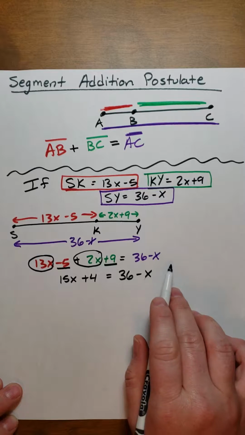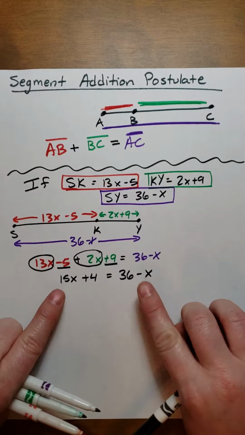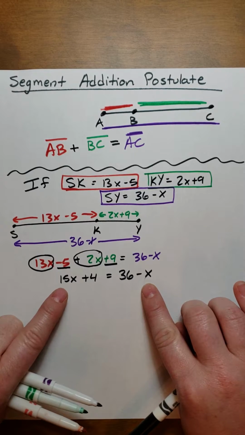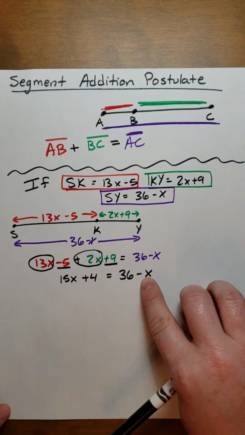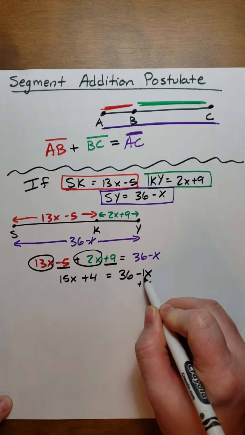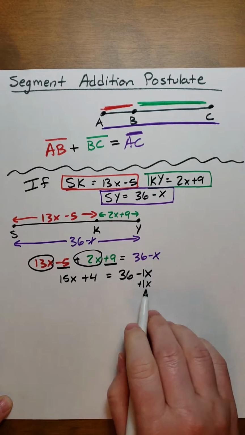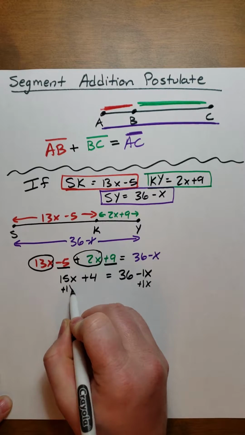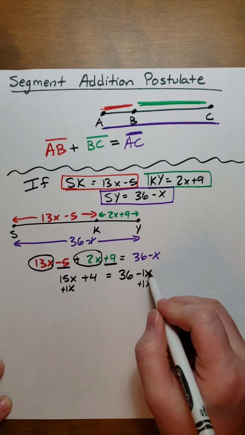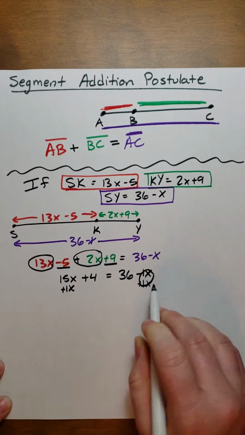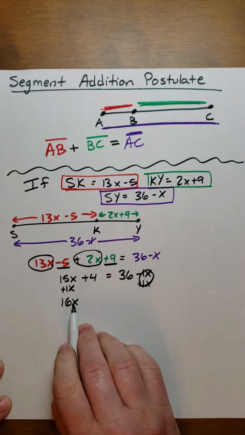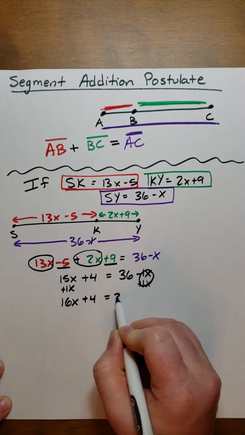Alright, our next step is to move our variables over to one side. My trick is to look at the lower coefficients. This one has a negative 1 and there's 15 over here, so I'm going to move this negative 1 because that's going to turn it into a positive coefficient. There's really an invisible 1 here, so I'm going to add 1x over here and 1x over here. If I add 1x to negative 1x, negative 1 plus 1 becomes 0, so that cancels out. This becomes 16x.